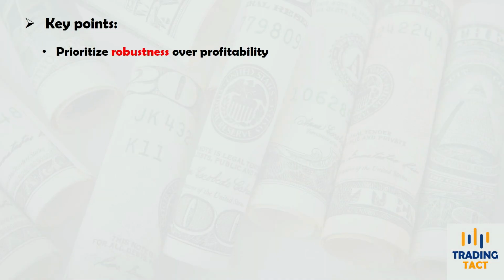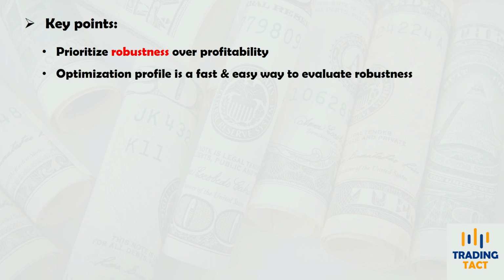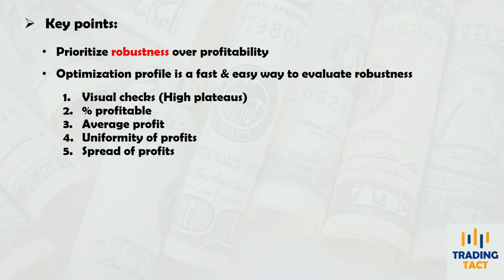Robustness should always be emphasized during strategy development. There's no point creating a fantastic-looking backtest if your strategy doesn't perform in real time. Plotting your strategy's optimization profile is a quick way to evaluate your strategy's robustness. The visual and quantitative checks outlined above will help you remove overfit strategies before putting real money on the line.